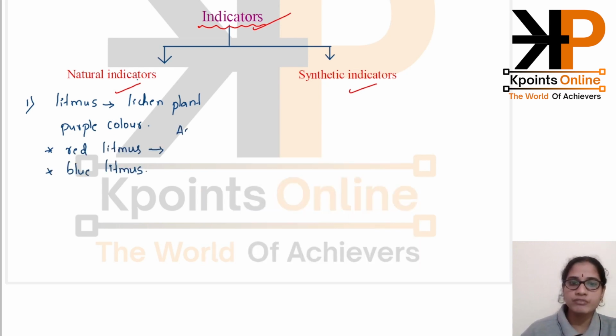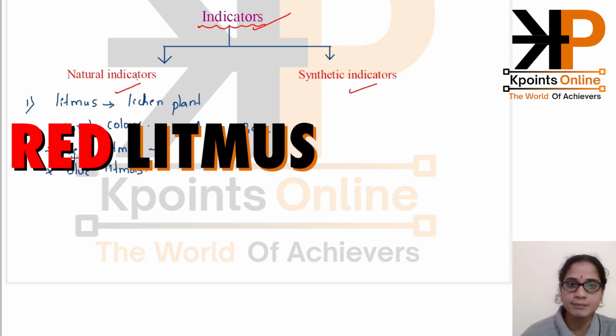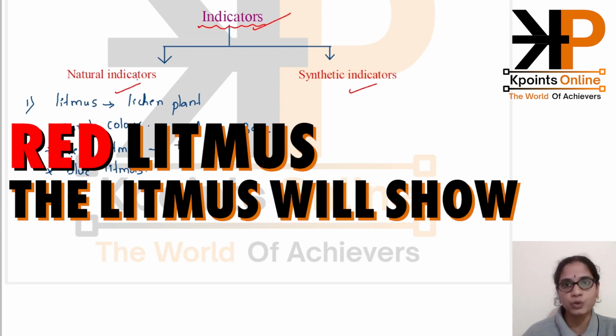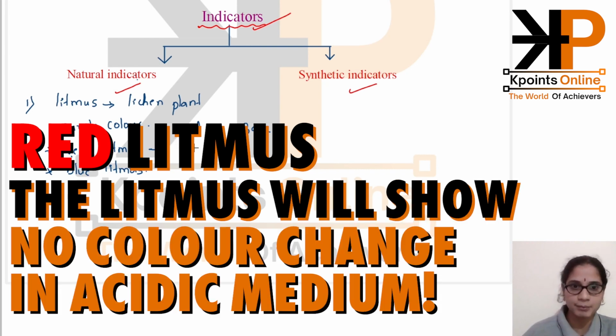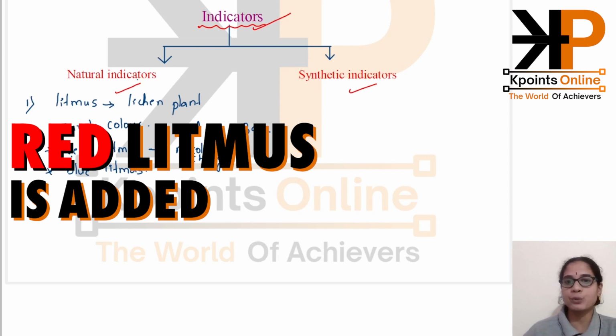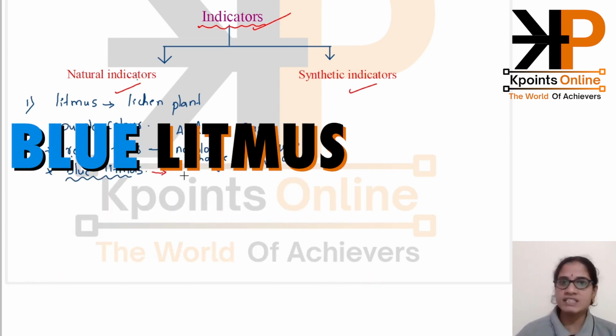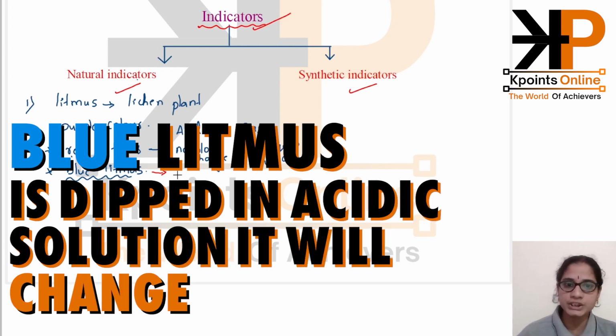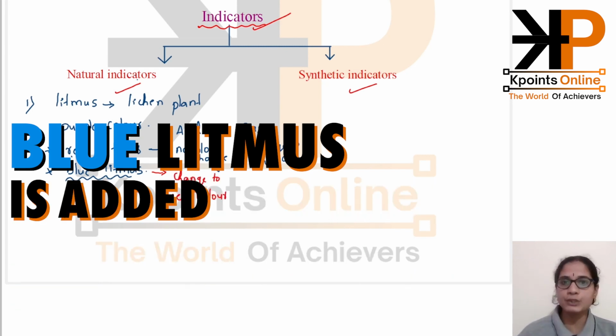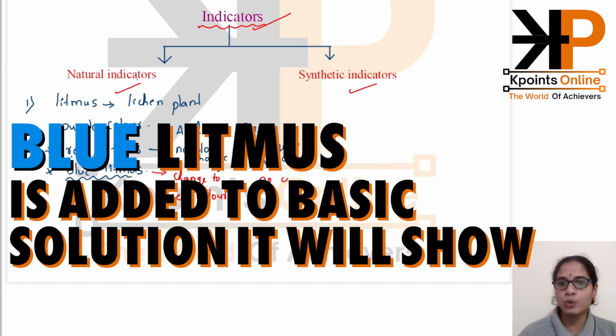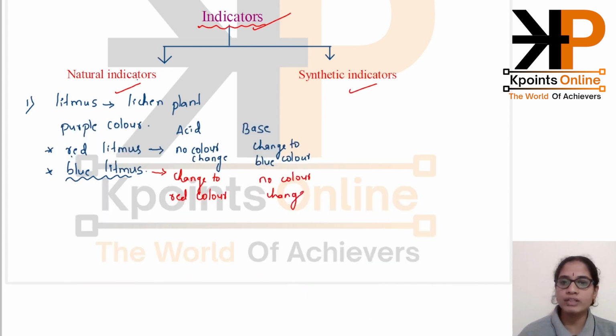Suppose you check the acidity or basicity of a substance with red litmus, the litmus will show no color change in acidic medium. When red litmus is added to base, it will change to blue color. When blue litmus paper is dipped in acidic solution, it will change to red color. When it is added to base solution, it will show no color change. This is how we will test the identity of a substance, whether it is a base or an acid, by using litmus.